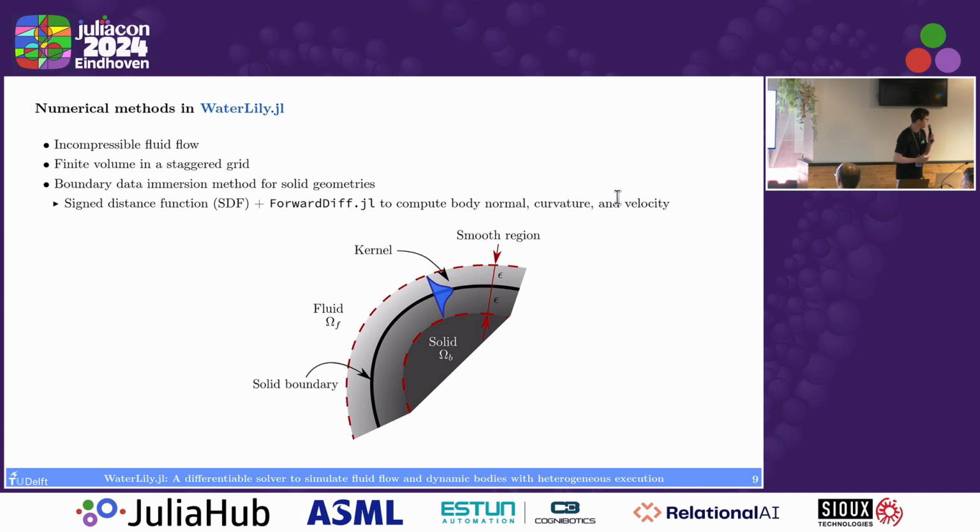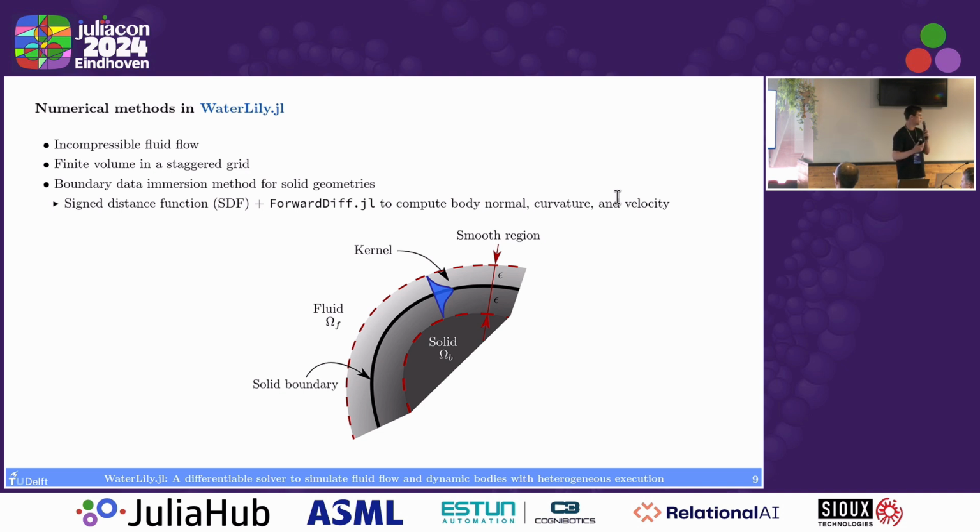And this is the boundary data immersion method, which in short, what we need to do is to define a signed distance function, and then using the derivative of this signed distance function, which we can do with AD, we can compute the body normal, the curvature, and the velocity of the body, and then interpolate the effect of this boundary into the flow solution. This is what really allows us to have very arbitrary prescribed motions of bodies that are shrinking, moving in whatever manner you want them to move.